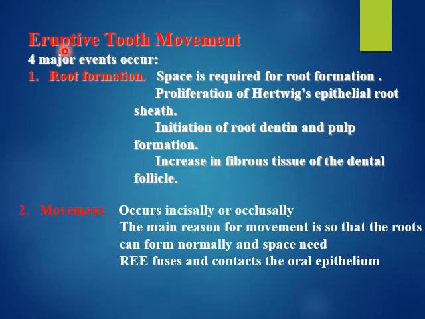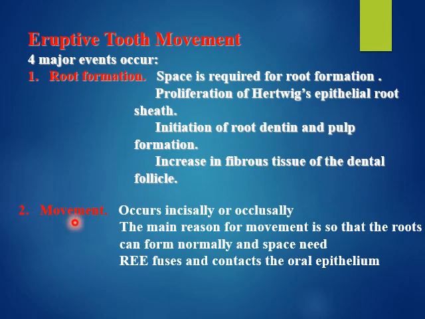The second phase of tooth movement is the eruptive tooth movement, which is the main part of tooth eruption. Four major events occur in eruptive tooth movement. The first and the most important event here is root formation. Space is required for root formation. Proliferation of Hertwig's epithelial root sheath, initiation of root dentine and pulp formation occur, and there is an increase in fibrous tissue of the dental follicle.